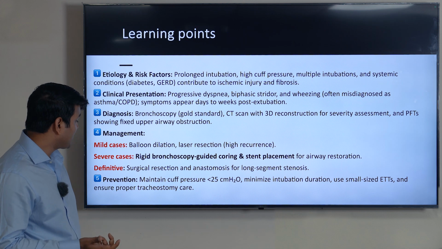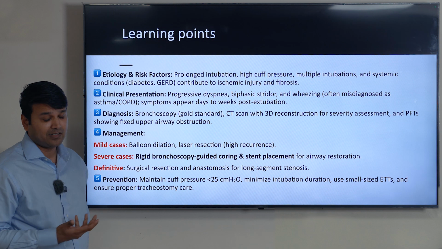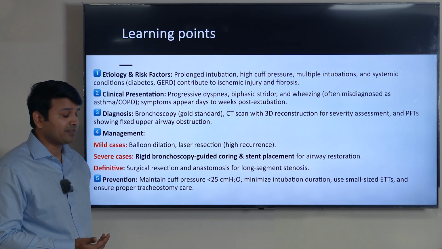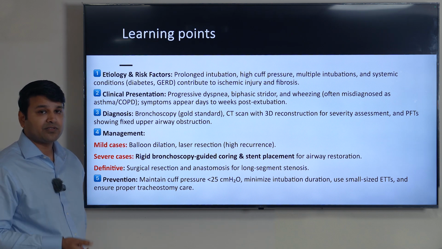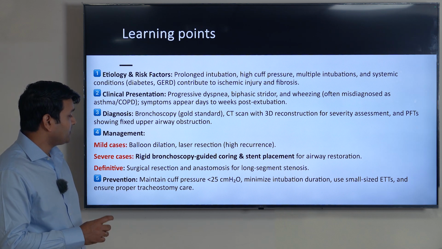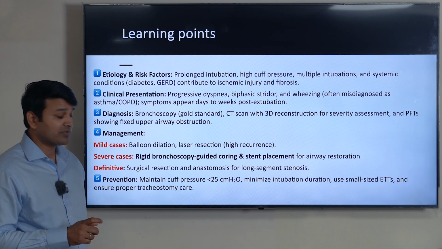So what are the other options left? In severe cases, you can do rigid bronchoscopy guided coring, which we did, and then later on put a stent, or a silicone stent, for airway restoration and prevention of the stenosis coming back again. So this is a very good scenario where you can use rigid bronchoscope guided coring and create a space and put the stent.